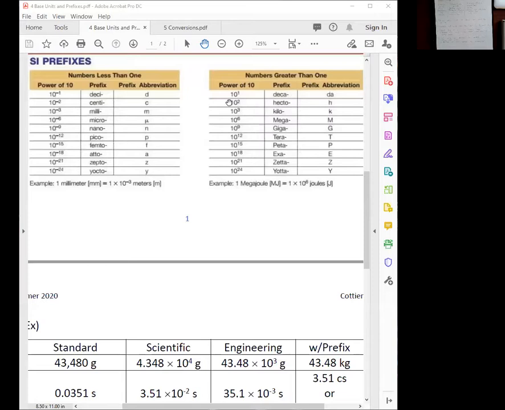Similarly, things that are greater than 1, right? These are the tiny ones. These are the huge numbers. So kilo means 10 to the third. Mega is 10 to the 6th. So for example, megajoule would be 1 times 10 to the 6th joules. So that capital M means 10 to the 6th of these joules. Okay. So gigajoule, etc. That G means 10 to the 9.